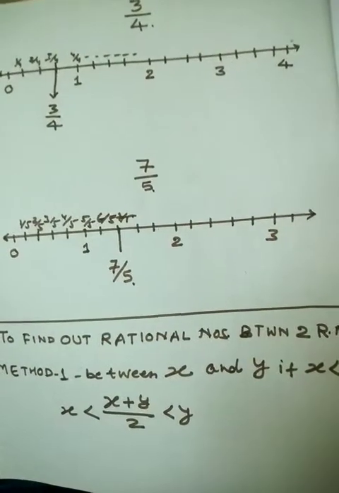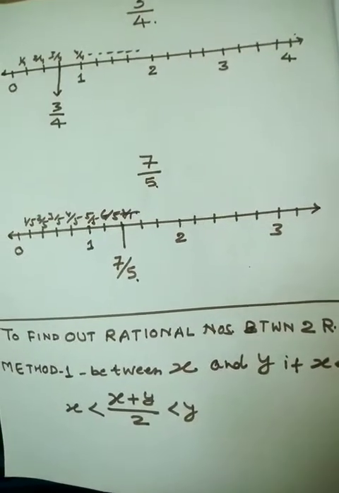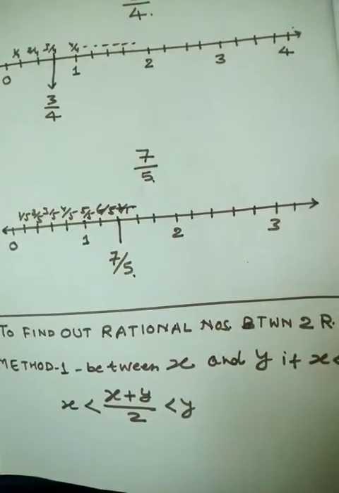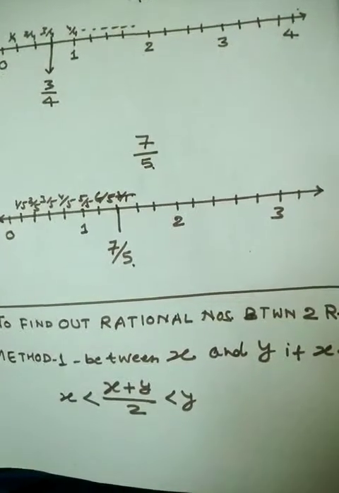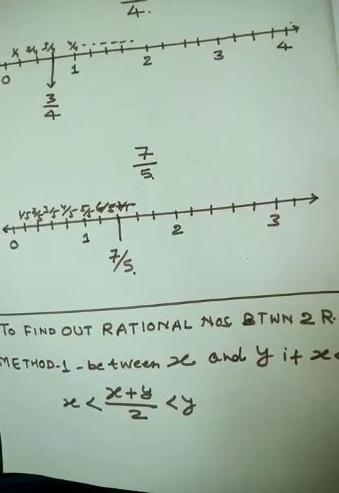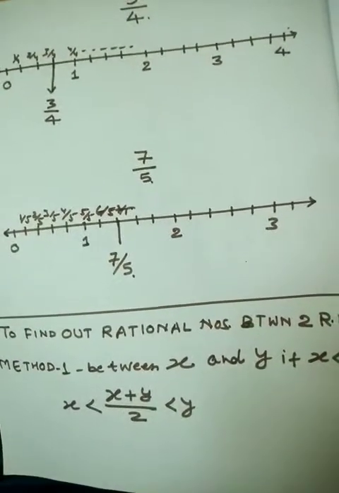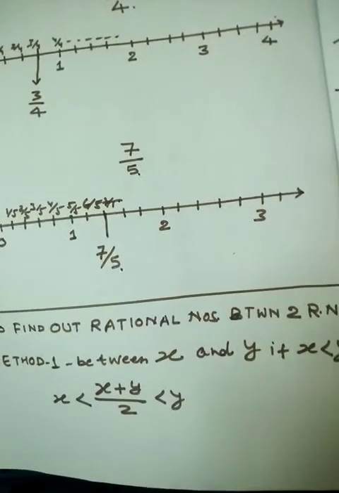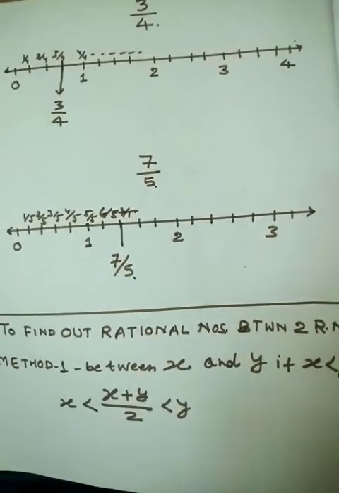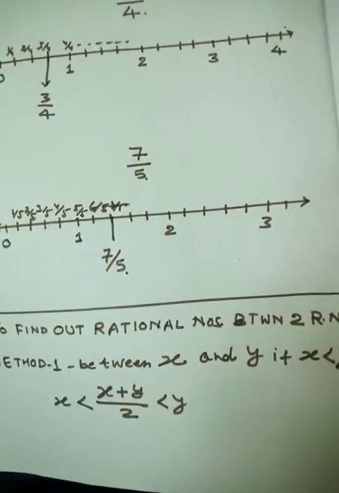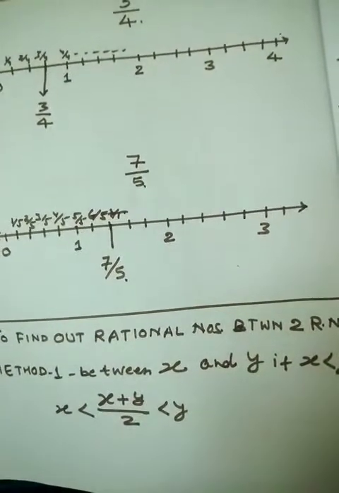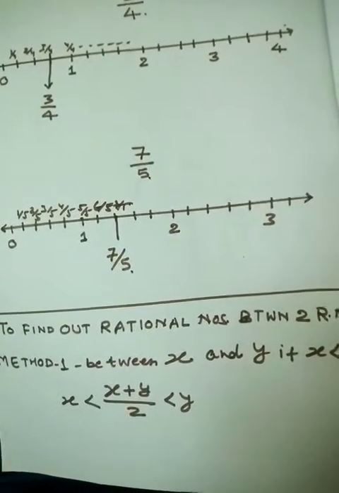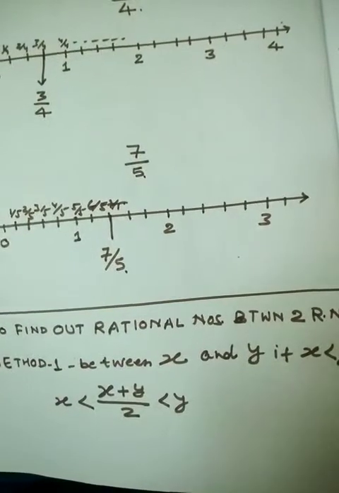Now how can you find the next number? The next number we can find between x and (x plus y) by 2, and between (x plus y) by 2 and y. In this way we can find 2 more rational numbers, and like this we can get an infinite number of rational numbers between x and y. This is the convenient method. It will have some calculations, but it is convenient because we have already used this method in class 7 and we cannot forget it.